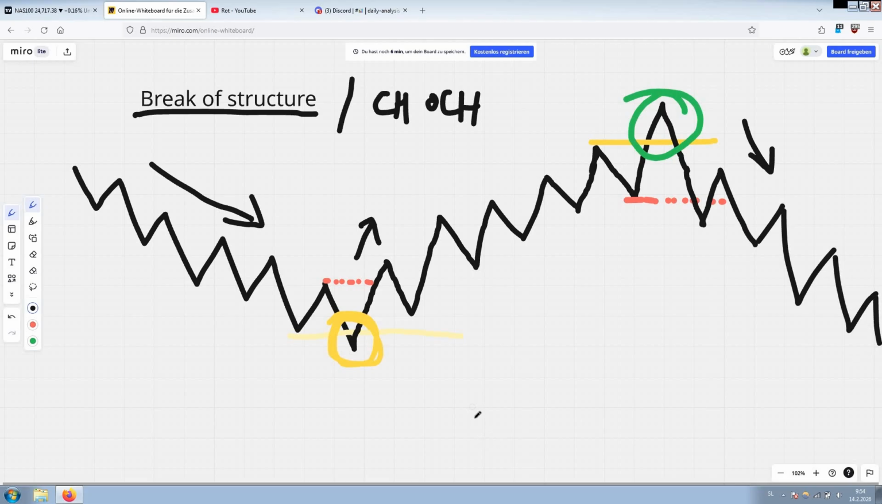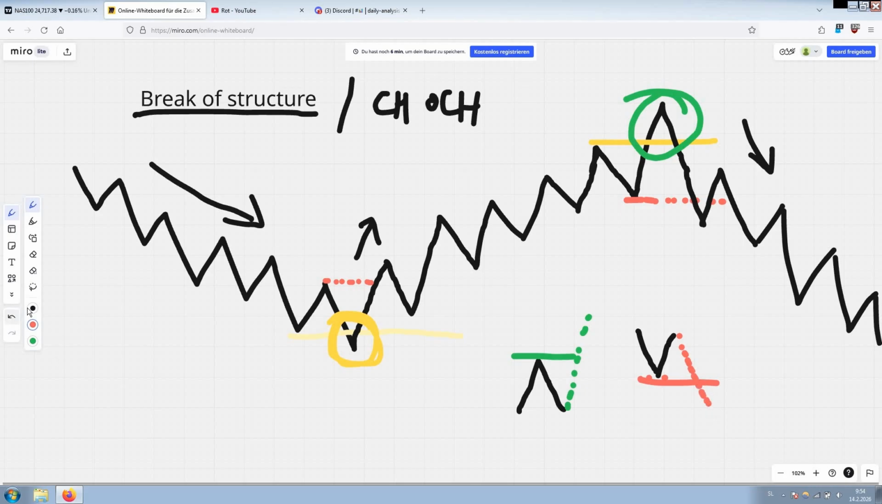So what do we actually need for break of structure? We need the most recent high so that the price can close above it, changing the trend from the bearish one to the bullish one. Or if we have the most recent low, then the price closes below it, so that we change the trend from the bullish one into the bearish one.